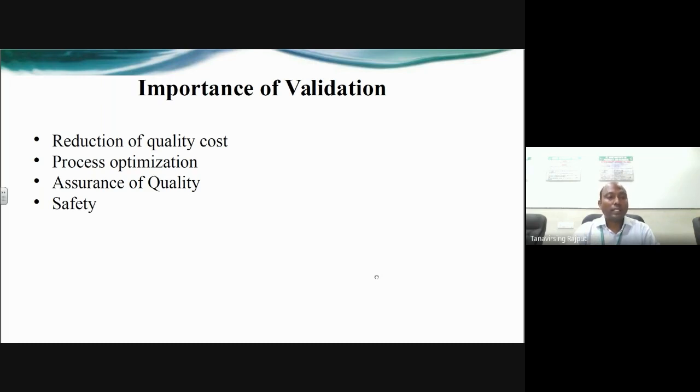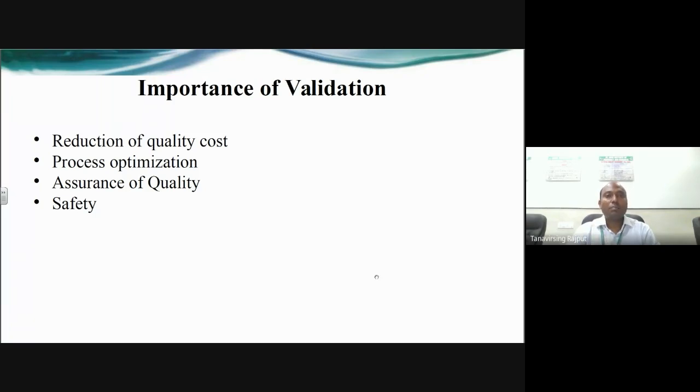Only end product testing without a validated process cannot be used as 100% assurance, because there are certain loopholes in end product testing. For example, we are testing only a limited number of samples, so the sensitivity of that process is lesser, and that's why we cannot rely on end product testing. Along with end product testing, if we are using a validated manufacturing process or analytical process, then we get a good quality product and we have 100% assurance.